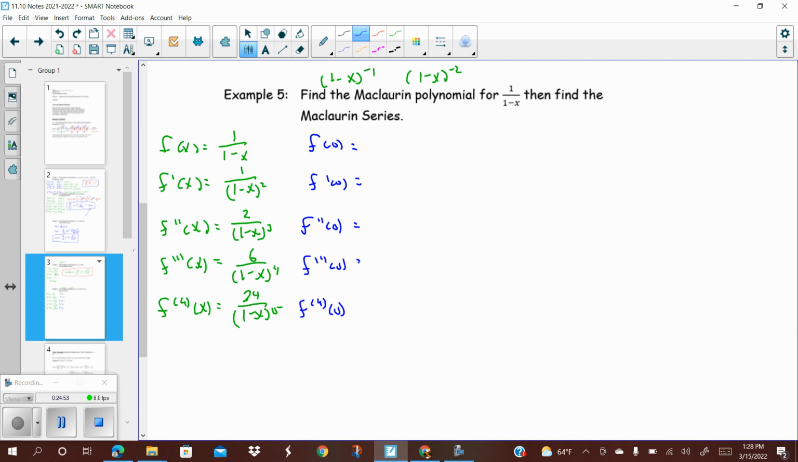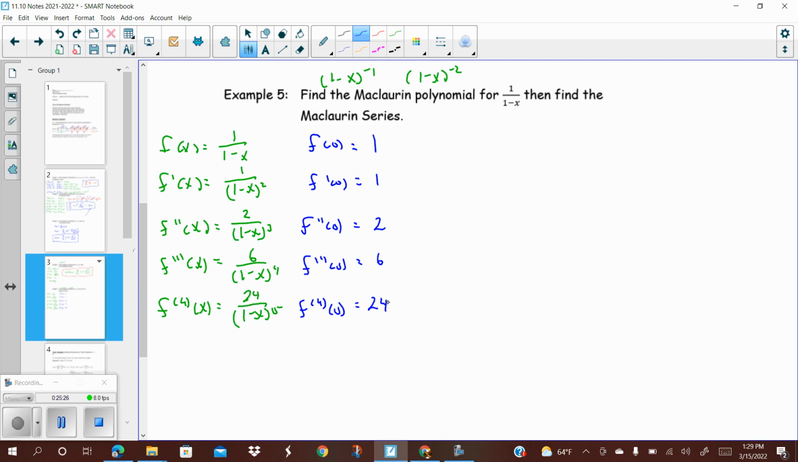All right, the original function at 0, plugging 0 in for x, we just get 1. If I plug in 0 for the first derivative, we're going to get 1 over 1 squared, which is still 1. If we plug in 0 now into the denominator here, well, if you kind of figure this out, every denominator is always going to be 1 raised to a power. So it's just going to be 1, which means that my second derivative will be 2, third derivative will be 6, and the fourth derivative will be 24.